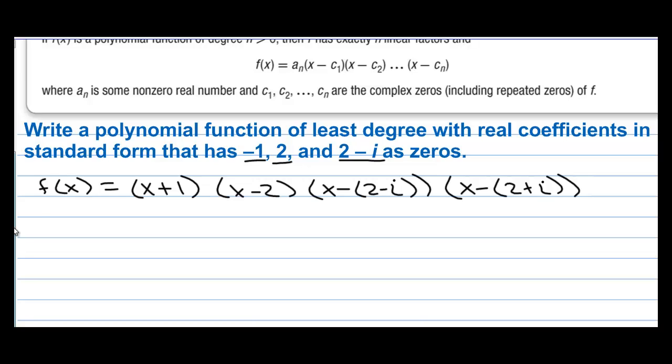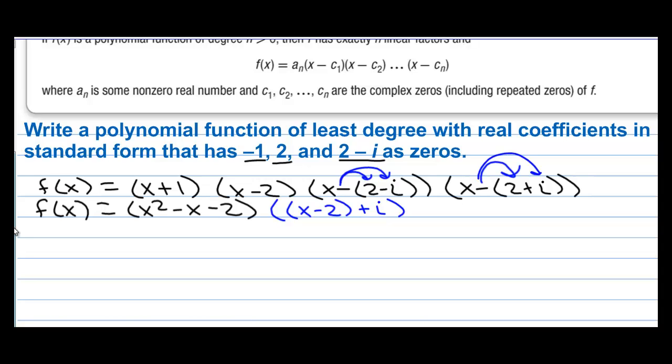Well, now to get the polynomial, we're going to multiply the first two together. That's x squared minus x, and then minus 2. And then for the next two, we're going to manipulate it a little bit to make it easier. We're going to distribute the negative through, so that's negative 2 and plus i. And then we will group the x minus 2, and the plus i will be out here. Then we'll do the same thing here. We'll make it negative 2 and negative i, and then group x minus 2 minus i.